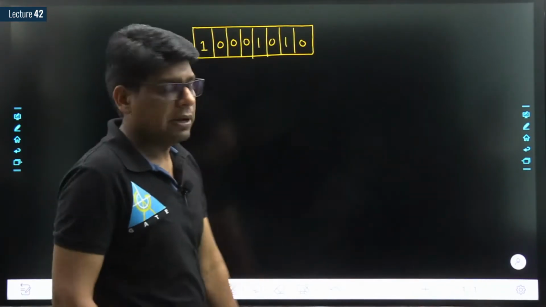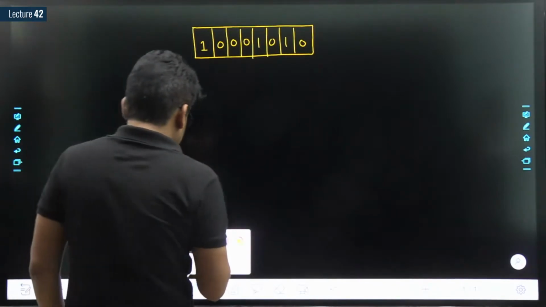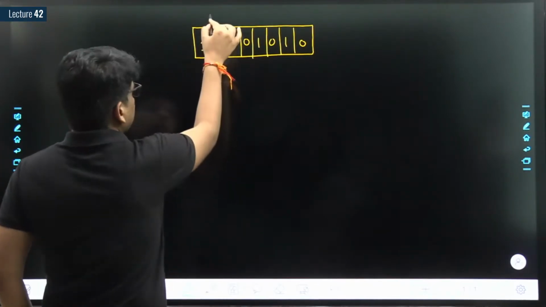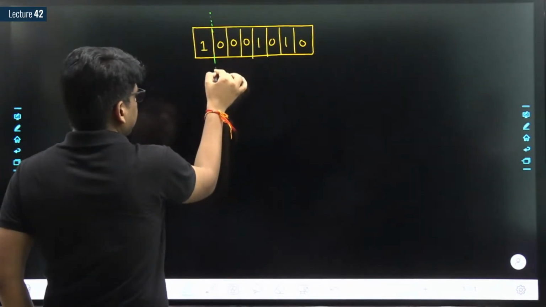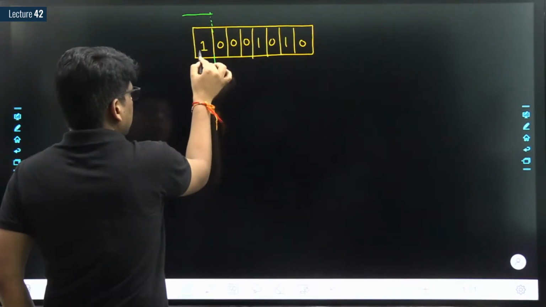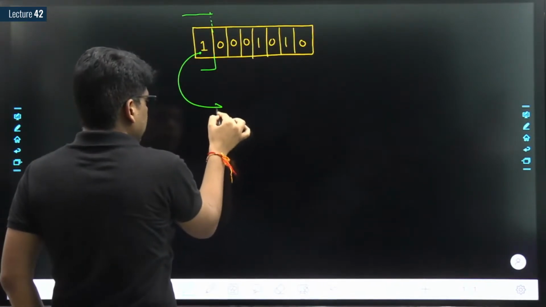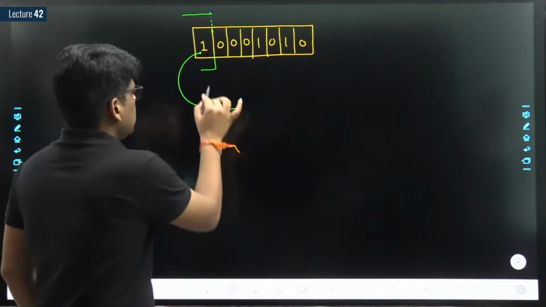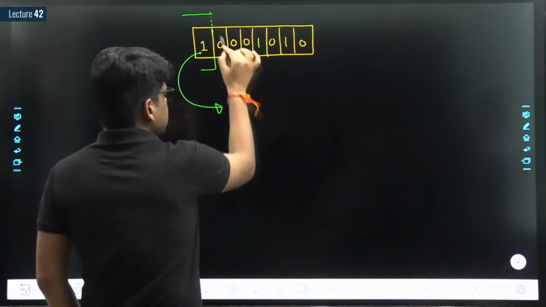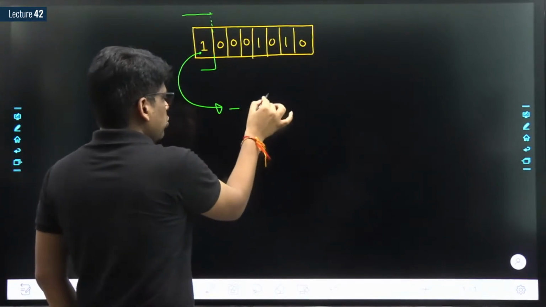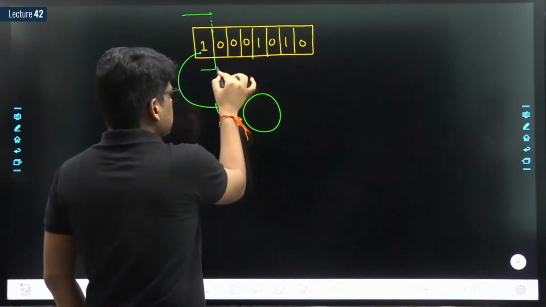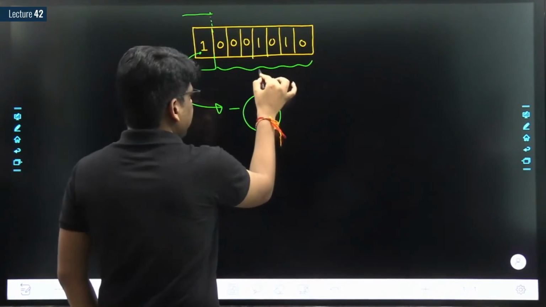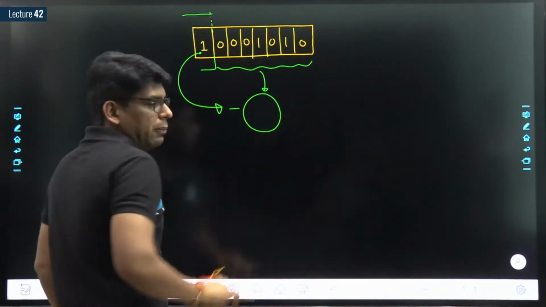What is this number? Firstly, this is the sign bit. Because it is 1, that means it is negative. Now, coming to these bits, what is the magnitude? We will find the decimal equivalent of them and put it here.